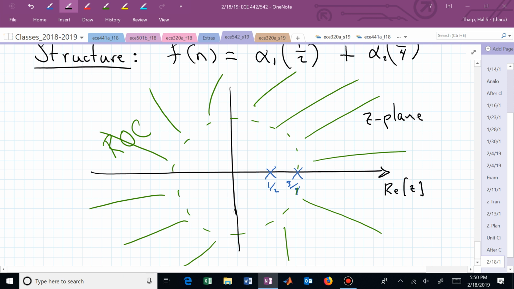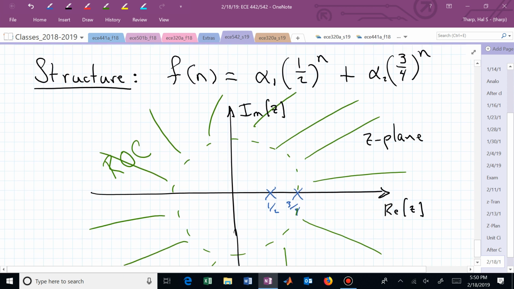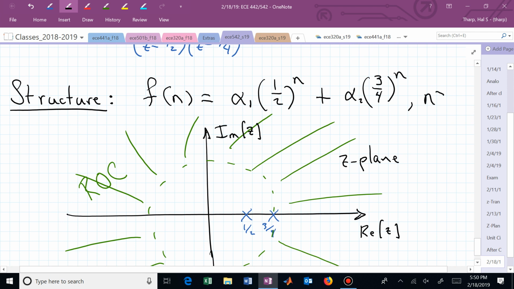Does that now tell us anything or provide any insight into when we know this n is valid, little n? Now n needs to be non-negative, doesn't it? Because we now have a causal sequence since all the poles are interior to the region of convergence. So this region of convergence now allows us to say that n is greater than or equal to 0.